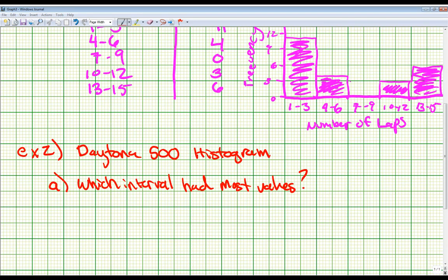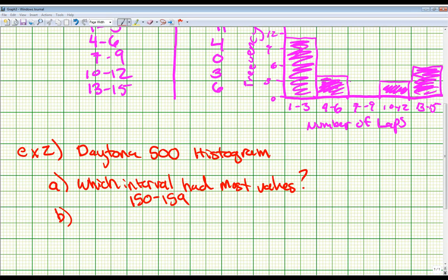Well, you can clearly see that this bar right here is the tallest. It is going to have the most data values in it. So that interval is 150 to 159. So that's what we'll put down for our answer. 150 to 159 was the interval that had the most values.